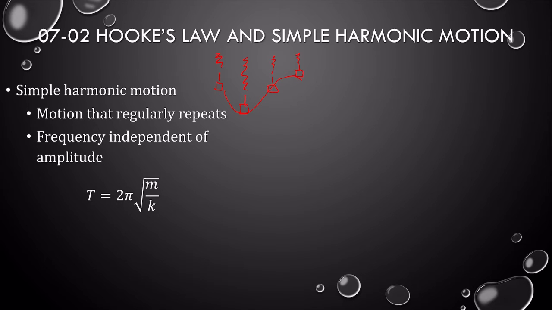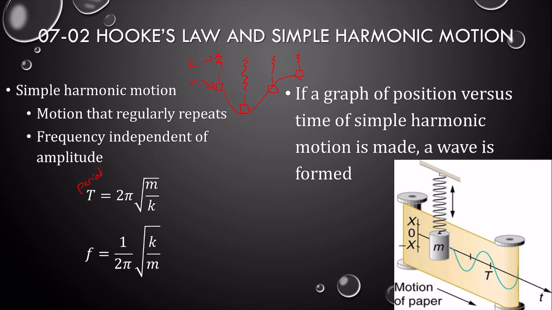In fact, it turns out that the period, and thus the frequency, only depend on the mass that's hanging there and the spring constant. So the period is 2 pi times the square root of the mass divided by the spring constant, or the frequency is its reciprocal, 1 over 2 pi times the square root of k over m.